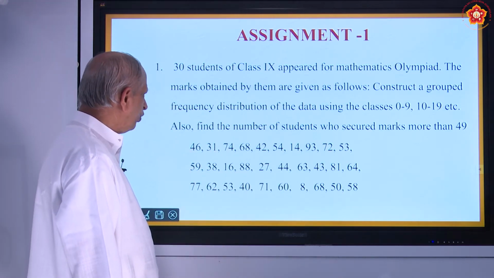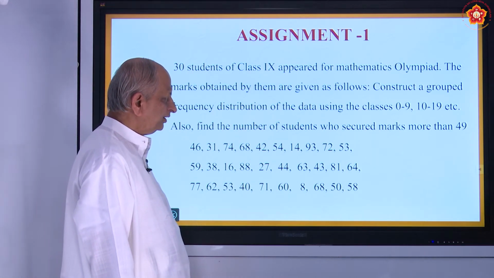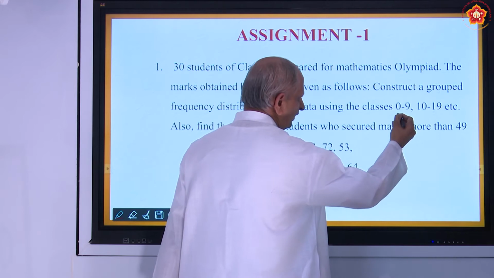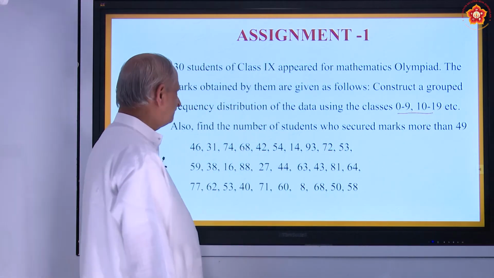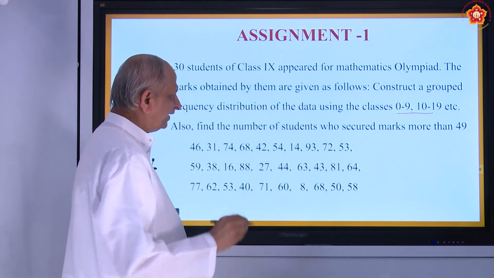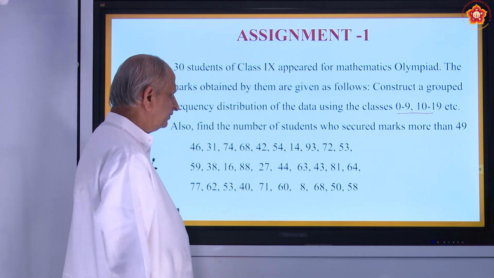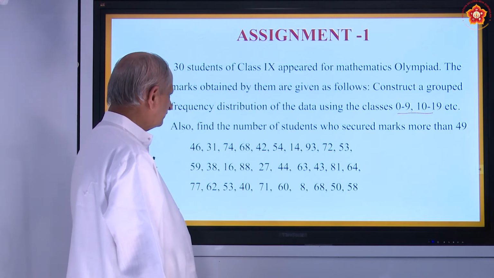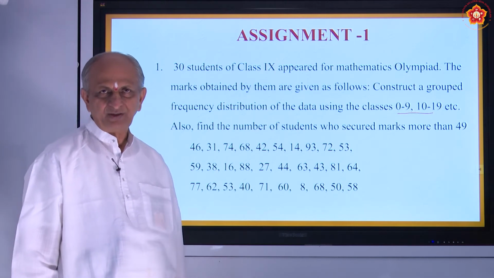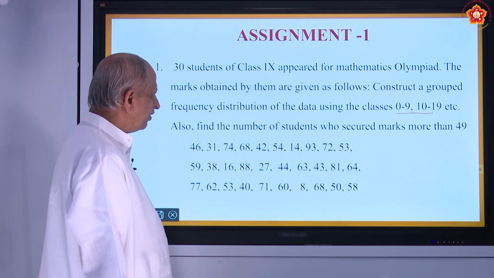And construct a grouped frequency distribution of the data using the classes. This is called class interval 0 to 9, 10 to 19, etc. Find the number of students who scored more than 49. It means you must see the frequency of that group. Okay, so now let us work out this. So this is a question, I think some of you have already worked out. Is it not? It is a 3 marks question. So let us work out now.